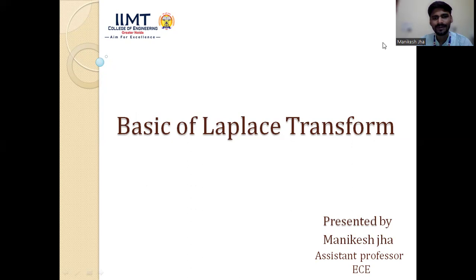Today we are going to discuss the topic basics of Laplace transform. There is a wide range of Laplace transforms and their applications. The main application of Laplace transform is solving differential equations. In mathematics, when we are solving differential equations, we use the Laplace transform.